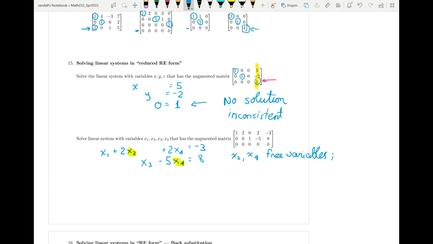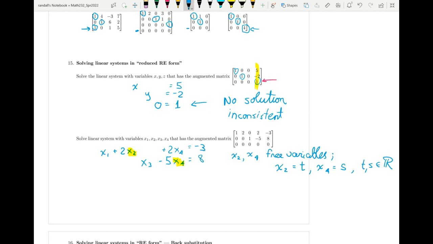For free variables, it's customary in this book and typically in linear algebra to give them a different symbol. You don't have to, but let's do that. Maybe sometimes I won't, just to prepare you for the real world. But anyways, let's give them a t and an s, where t and s are any real numbers. That emphasizes that x2 and x4 can be chosen freely.